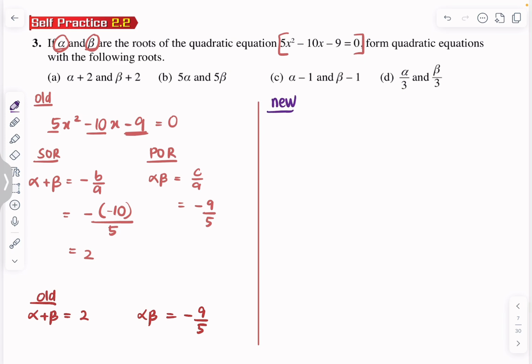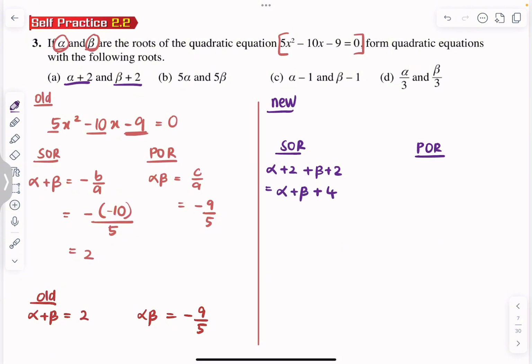So our new sum of roots and our new product of roots. So new sum of roots will be the sum of these two roots, alpha plus 2 plus beta plus 2. So this will give us alpha plus beta plus 4. And just now we found alpha plus beta is 2. So we have to use this here. So alpha plus beta will give us 2 lah. So 2 plus 4 is 6. Done.